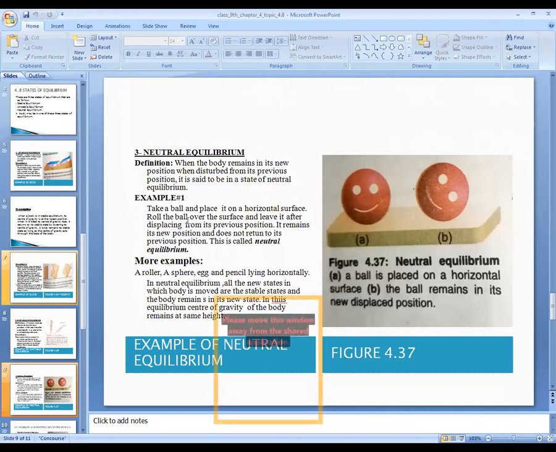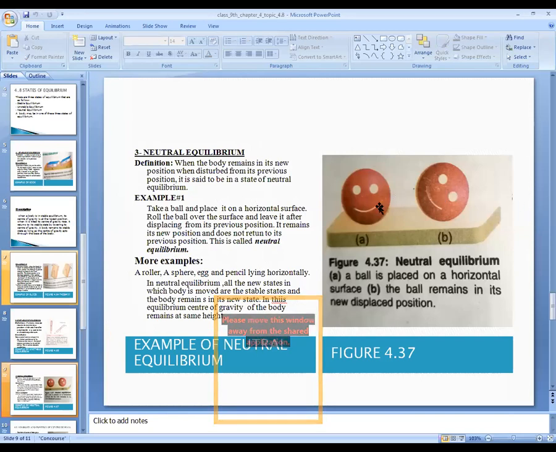So more examples of neutral equilibrium are a roller, a sphere, an egg, and a pencil lying horizontally. All are examples of neutral equilibrium. In neutral equilibrium, all the new states in which the body is moved are stable states.